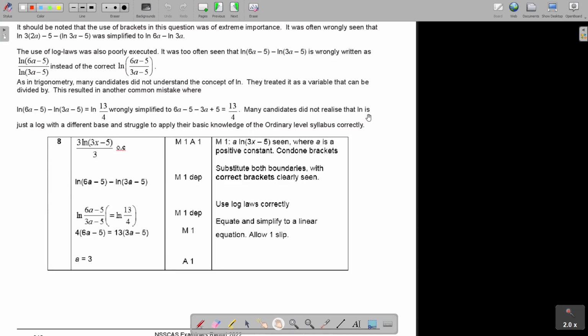Many candidates did not realize that ln is just a log with a different base, a base of e, and struggle to apply their basic knowledge of the ordinary level syllabus correctly. So even logarithms is in ordinary level. So sometimes if you still struggle with it, go first to the ordinary textbook or the ordinary videos and then go to the AS level so that you make sure your base is very solid. Okay, and then they just give you the values and the answer. And again, they show you where they gave you the marks. So 1 mark, 1 mark, 1 mark, 1 mark, 1 mark, 1 mark. And at the end, it added up to 6 marks.